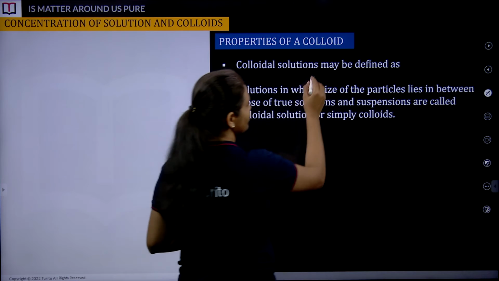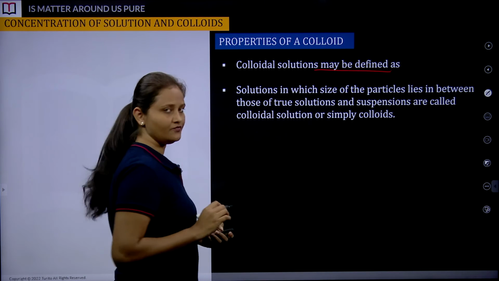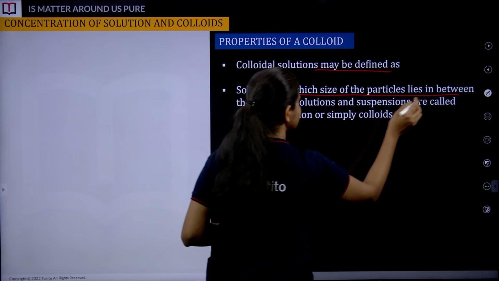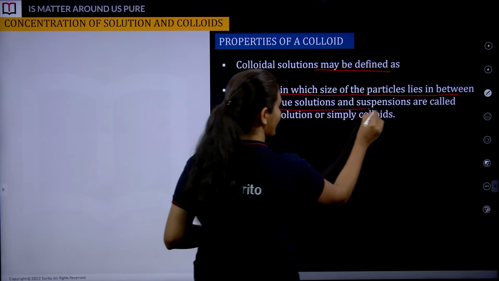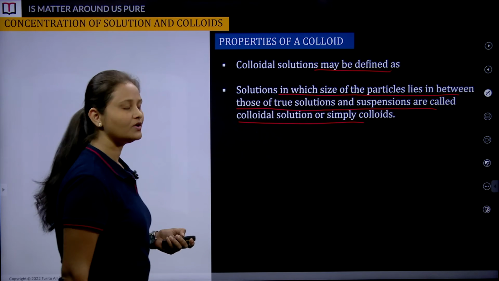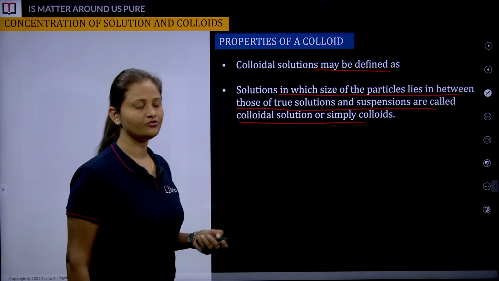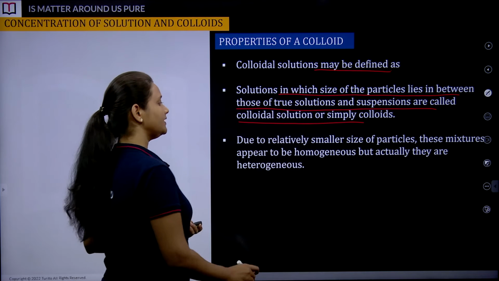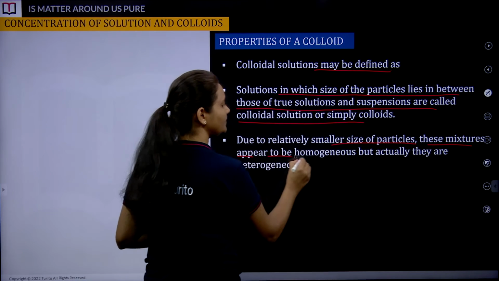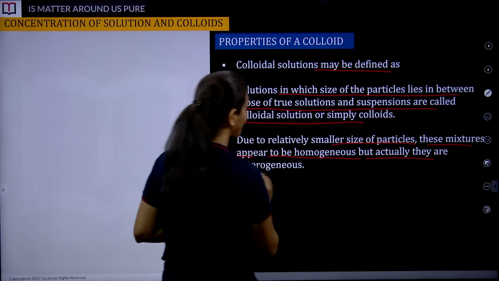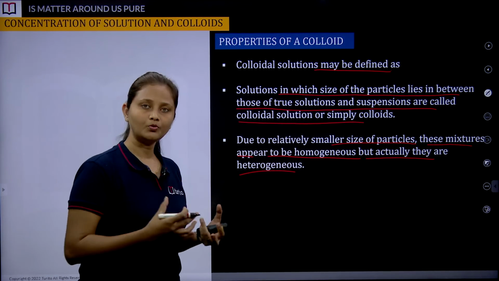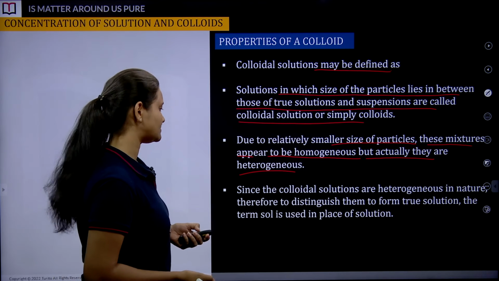Colloidal solutions may be defined as follows. Solutions in which the size of the particles lies in between those of true solutions and suspensions are called colloidal solutions, or simply colloids. Due to the relatively small size of particles, these mixtures appear to be homogeneous, but actually they are heterogeneous. That's why we see the separation of lighter components and heavier components, right?